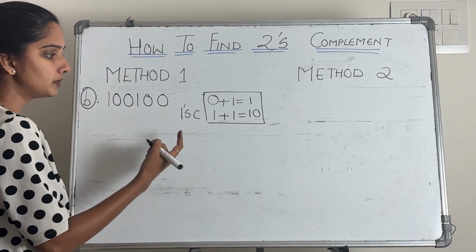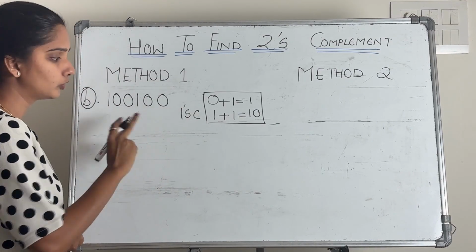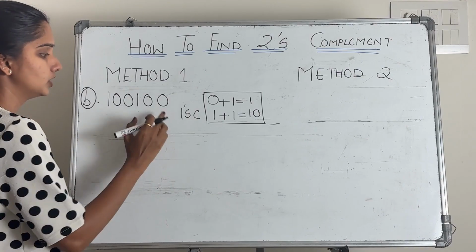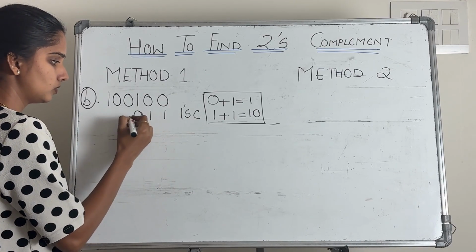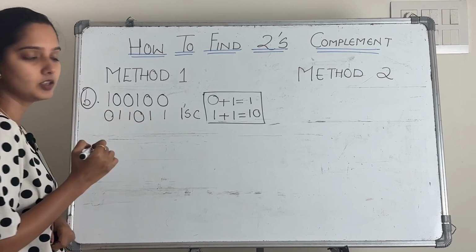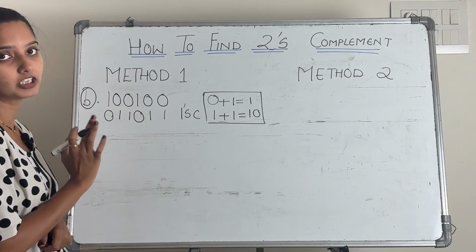1's complement means what? You're going to take the opposite of this number. So what is it? 0, it is 1, it is 1, here it is 0, it is 1, 1 and 0. So this is the 1's complement of the given binary number.